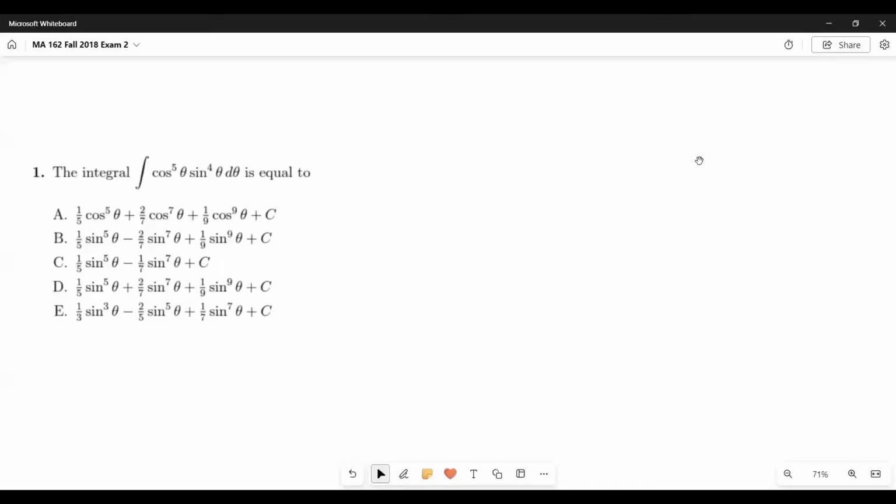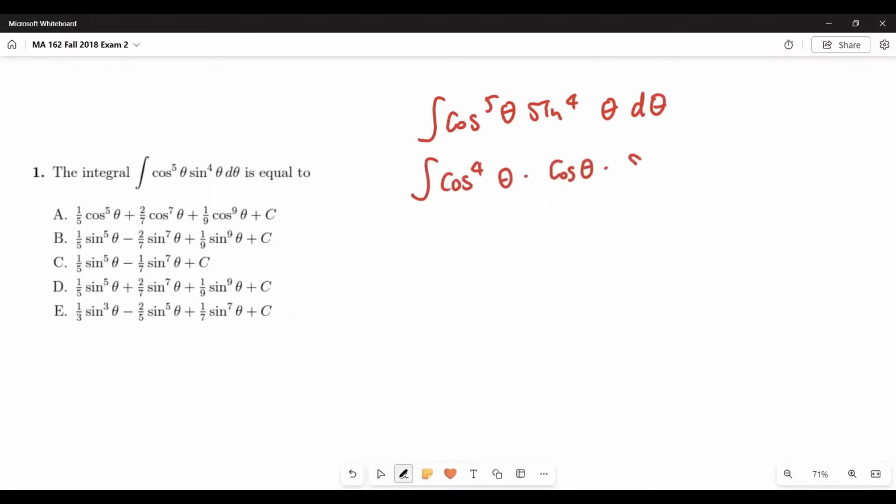Okay, so this question asks to find the integral of cosine to the fifth theta, sine to the fourth theta, d theta. Okay, let's write it down. Cosine to the fifth theta, sine to the fourth theta, d theta. So we can write this as cosine to the fourth theta times cosine theta times sine to the fourth theta, d theta.